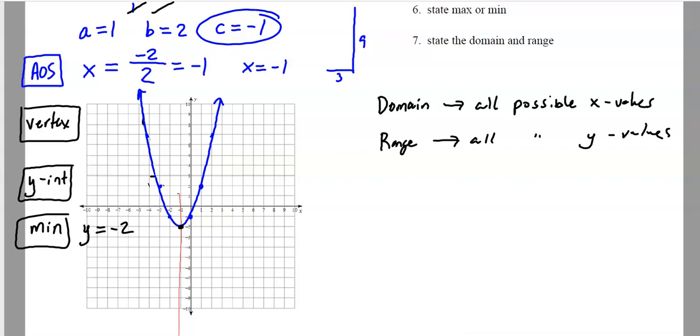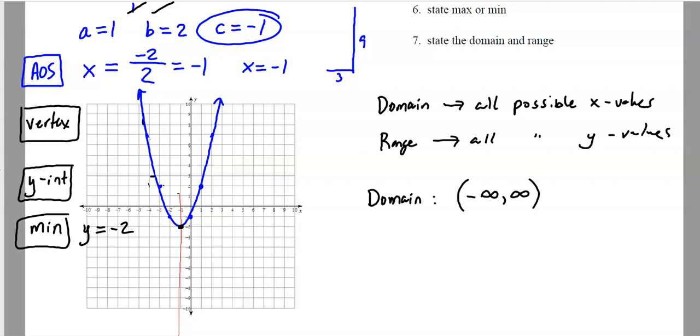So in this function, I can put anything I want in for x. So the domain can be anything. So for my domain, and we want to use interval notation. We did this earlier this year. But the domain, I can put any x in I want. So it can go from -infinity to +infinity. Whatever x I want to plug in there is fine.